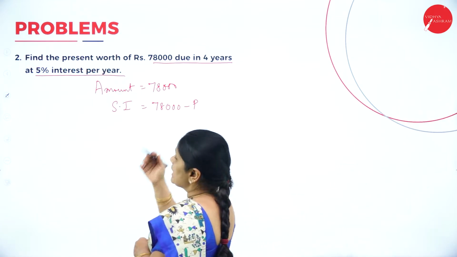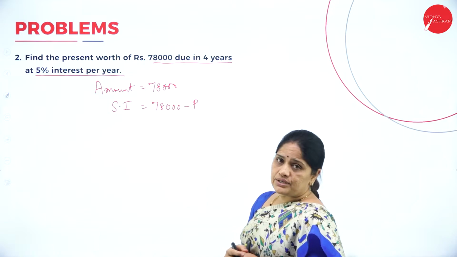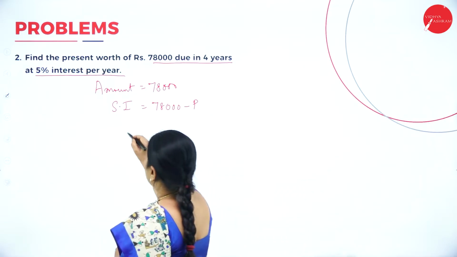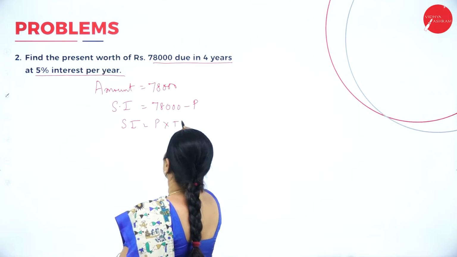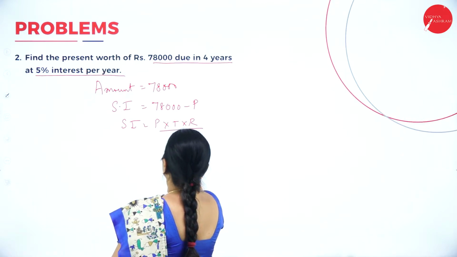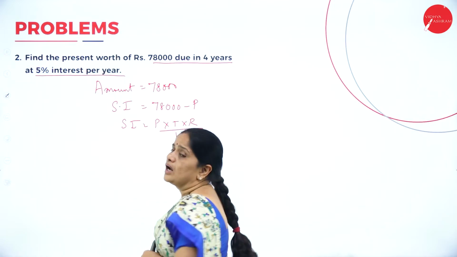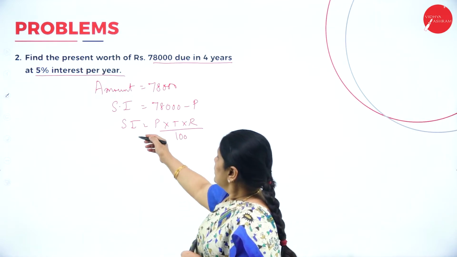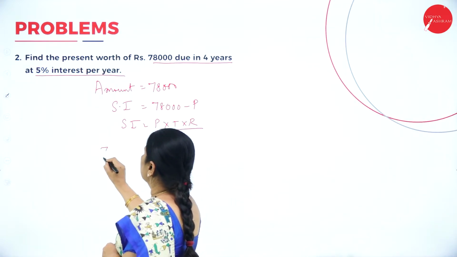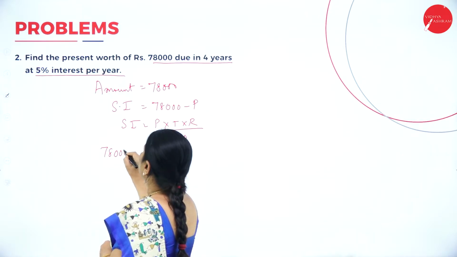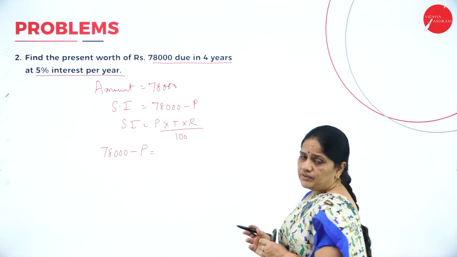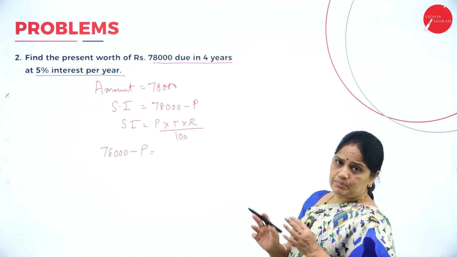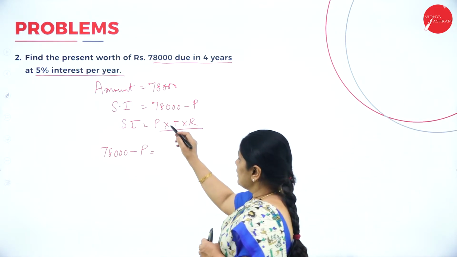So 78,000 minus principal, I get the simple interest. Now, suppose I have to calculate the simple interest, I will write it as simple interest equals P into T into R by 100. Okay, so I know the simple interest is 78,000 minus P. So the difference between the amount and the principal is the simple interest. Now I don't know P.